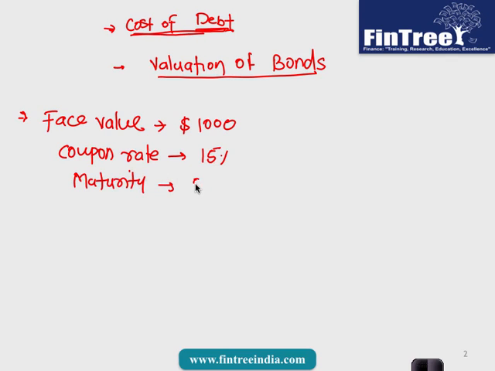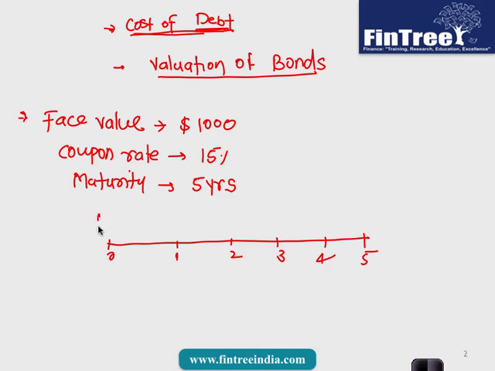Then every bond will have a maturity. Let us say 5 years. So based on this data, we can draw a timeline for this particular bond. So this is time 0, this is time 1, 2, 3, 4 and 5. At time 0, we decide to purchase the bond. What should be the market price of this bond? 1000? We don't know that yet. We don't know the market price.